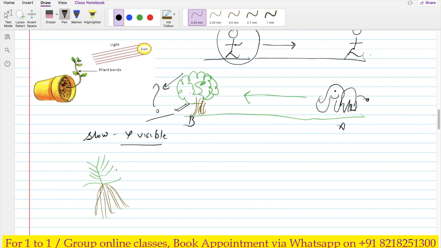So if we talk about the stems, it is again moving towards the sunlight, towards light. If I talk about the roots, yes, they are also showing movement. They are going towards gravity. That means they're also living. So yes, all the living organisms must show movement. Doesn't matter if the movement is very slow or not.